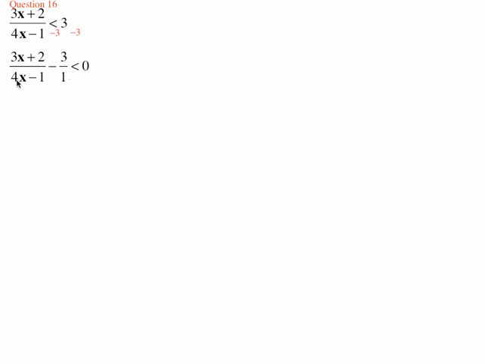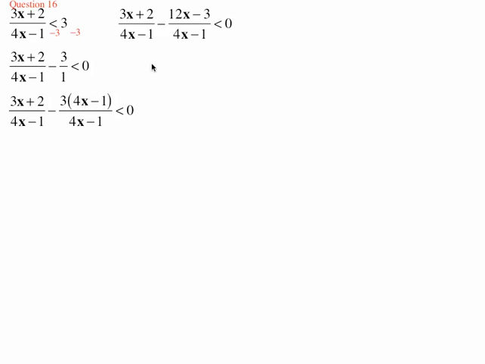So my common denominator is going to be 4x minus 1. So I'm going to multiply the 3 by 4x minus 1, just like this. The 3 multiplies the 4x, giving us 12x, and multiplying the minus 1, giving us minus 3. So then we have 3x take away 12x, which is negative 9x, and then we have 2 take away negative 3, which is plus 3, so 2 plus 3 is 5. So we have 5 minus 9x on the top, and then we keep the denominator on the bottom, 4x minus 1. Okay, so we have (5 minus 9x) divided by (4x minus 1) is less than 0.